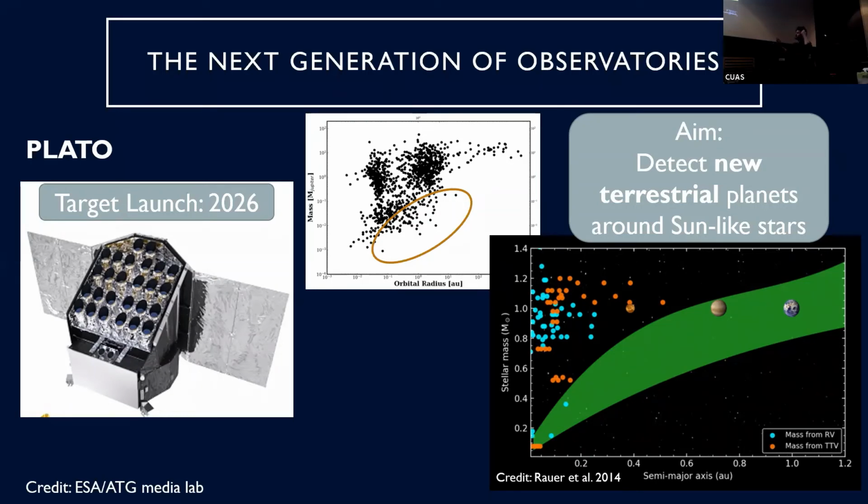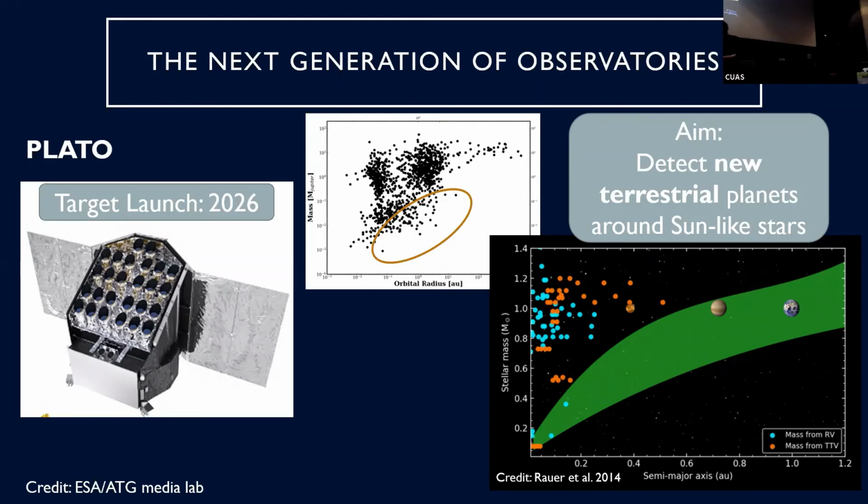And what makes Plato so interesting for me, certainly, is that it's actually going to look at the sun-like stars in particular. So a lot of these surveys didn't care what type of star was there. A lot of them are around very, very faint stars. It just so happened that you can find transits. What this telescope is going to look at is stars very much like the sun, and try to understand how many terrestrial planets are forming around sun-like stars.